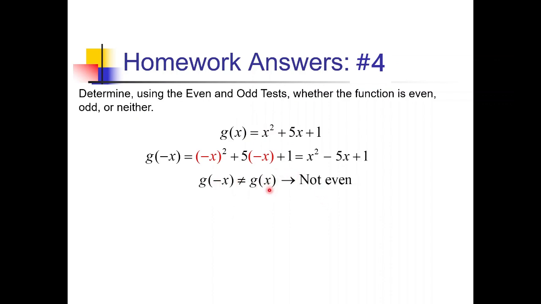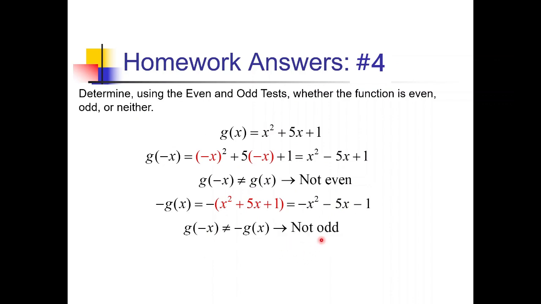To prove whether or not it's an odd function, we have to do negative g of x, which basically means we negate everything in the g of x function, and then we'll compare that to g of negative x. So we've got negative x squared minus 5x minus 1. This does not match g of negative x that we calculated earlier. This proves that this is also not an odd function, so then this is neither.